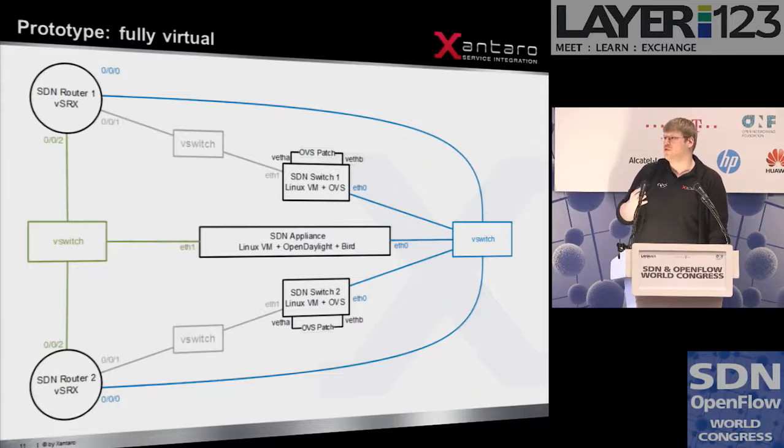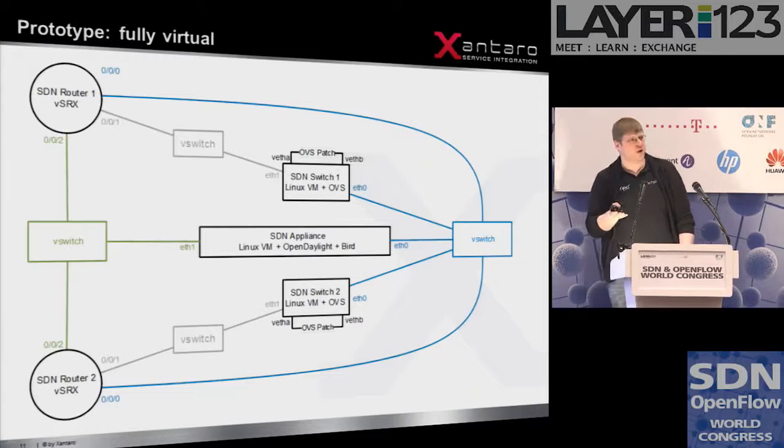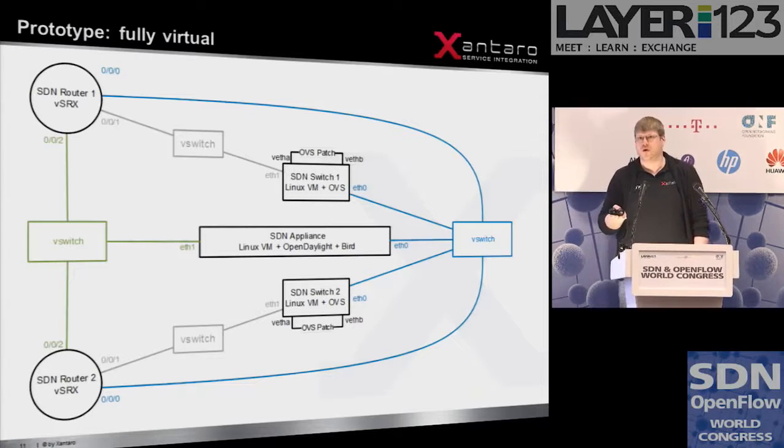The OpenFlow switches I replaced with 2 Linux VMs just running Open vSwitch, because Open vSwitch supported every action I needed. Just a quick show of what it's capable of. It's completely portable, so every development can be done on a laptop, on top of any virtualization environment.